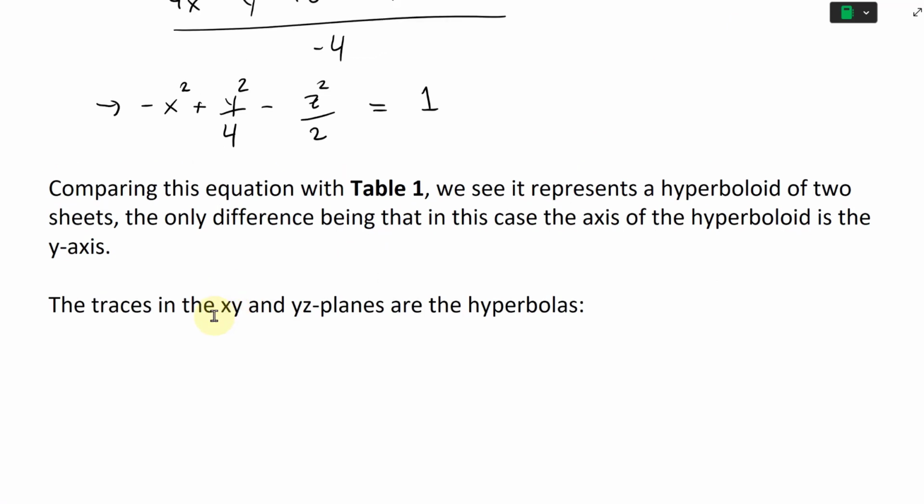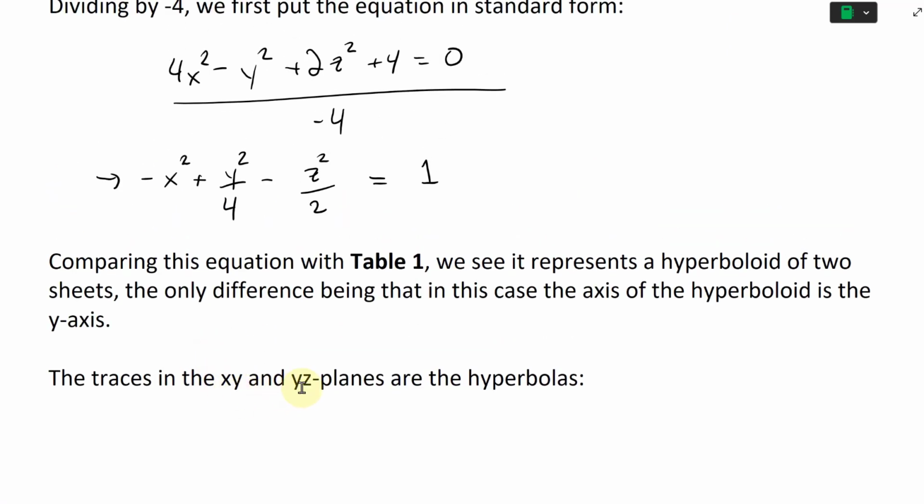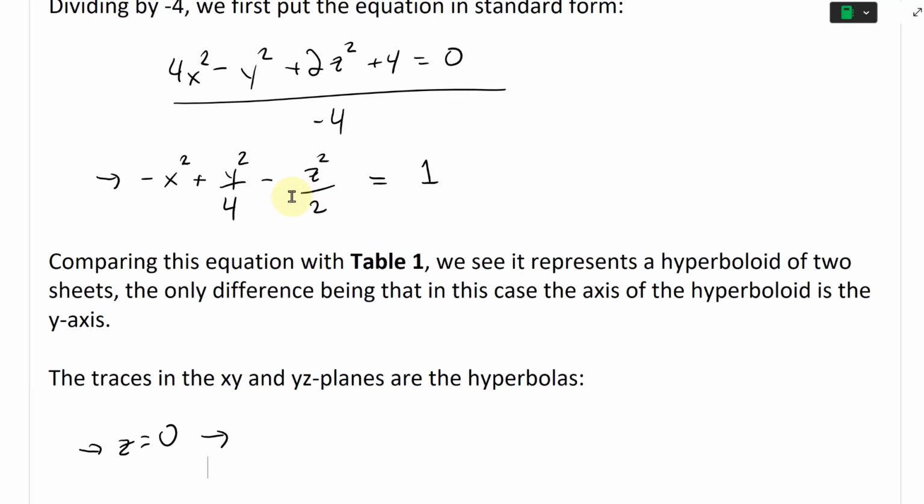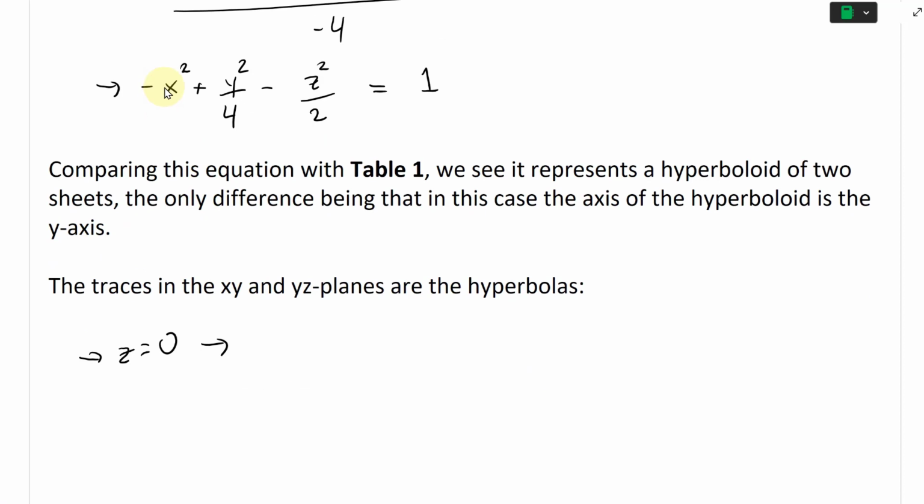All right, going further, so the traces in the xy and yz planes are hyperbolas. So if you have xy, that's going to mean that's the horizontal one. So you have the x and the y. So that means z is equal to 0. Yeah, so in other words, you're going to have z equals 0. And then if you plug that in, you're just going to get negative x squared, not over anything, plus y squared over 4 equals 1, because the z vanishes.